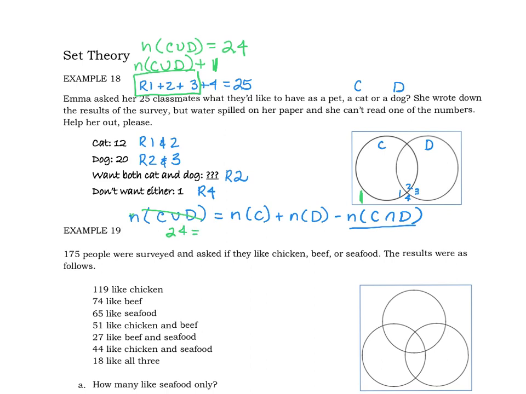The cardinality of set C was 12. That's how many people would like to have a cat. 20 people would like to have a dog. And we don't know how many people would like to have both. All right, now it's simple algebra. Just don't have a whole lot of space here. I will do my best. So remember, to simplify an algebraic equation, we need to combine like terms. So we have the 12 plus 20, which is 32.